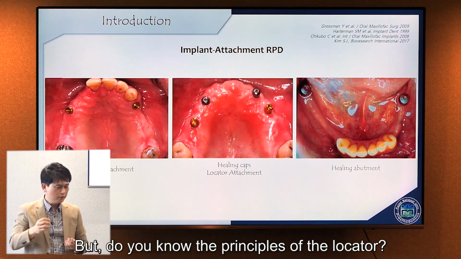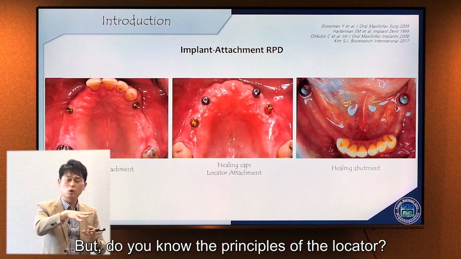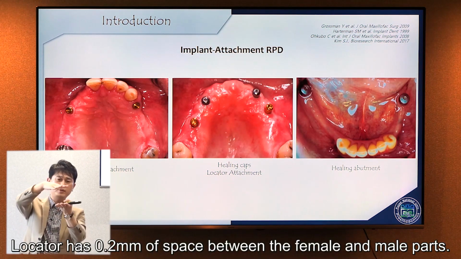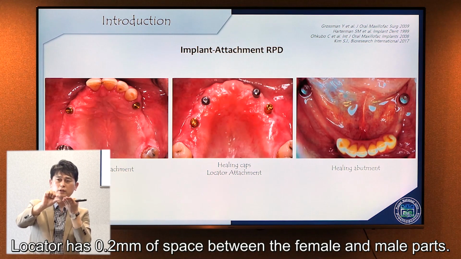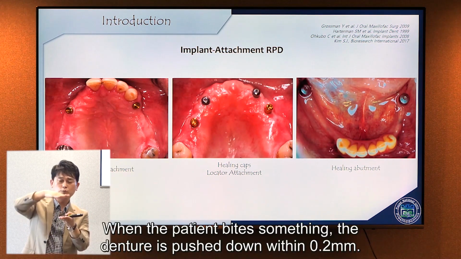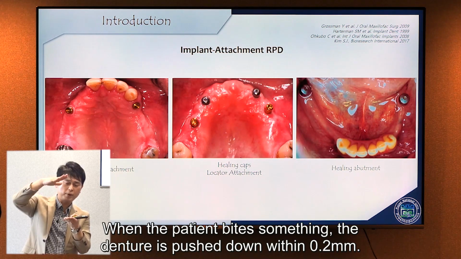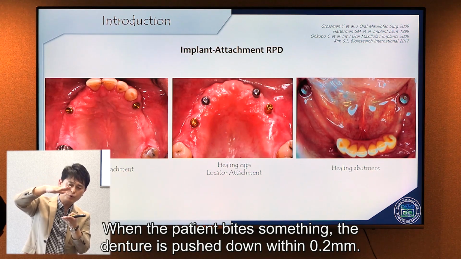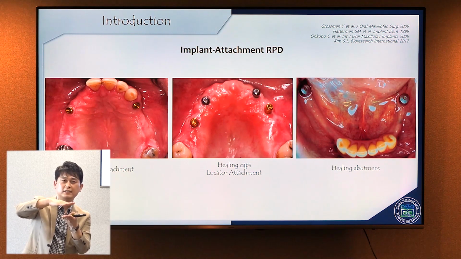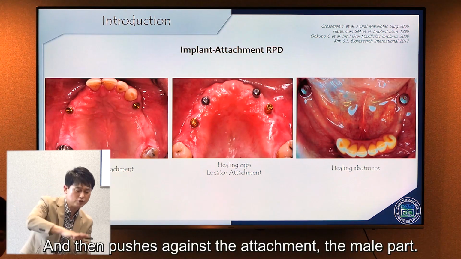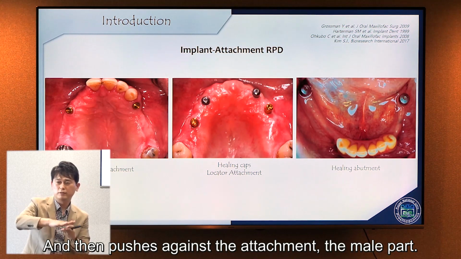But do you know the principle of the locator? The locator has a 0.2 millimeter space between the female and male part. When the patient bites something, the denture pushes within 0.2 millimeter. You know? And then it pushes the attachment, the male part.